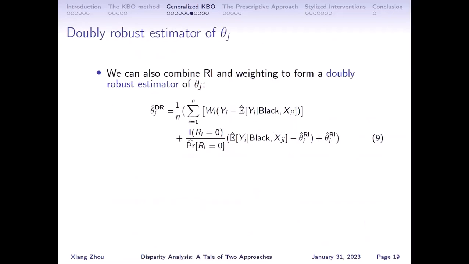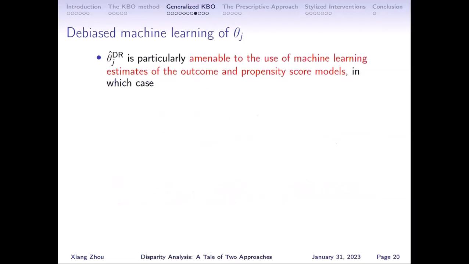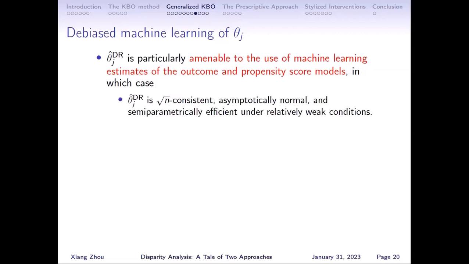And we can also combine regression imputation and weighting to form a doubly robust estimator, as shown in equation 9. This estimator is doubly robust in that it is consistent if either the outcome model or the propensity score model for race is correctly specified. An important point I want to make here is that the doubly robust estimator has a couple of intriguing properties. It is particularly amenable to the use of machine learning estimates of the outcome and propensity score models, in which case our target parameter estimate will still be root-n consistent, asymptotically normal and semi-parametric efficient under relatively weak technical conditions.